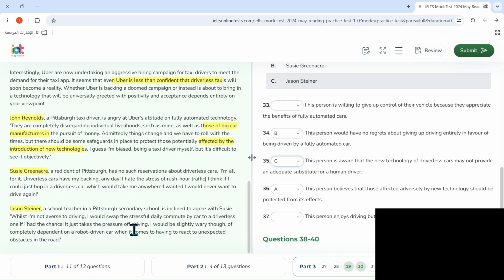Averse to driving or dislike driving. Is inclined to agree with Susie. Whilst I'm not averse to driving, I would swap the stressful daily commute by car to a driverless one if I had the chance. It just takes the pressure off driving. I would be slightly worried though, completely dependent on a robot driver.